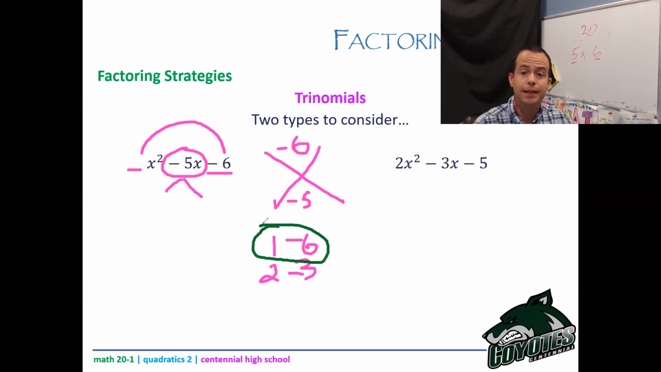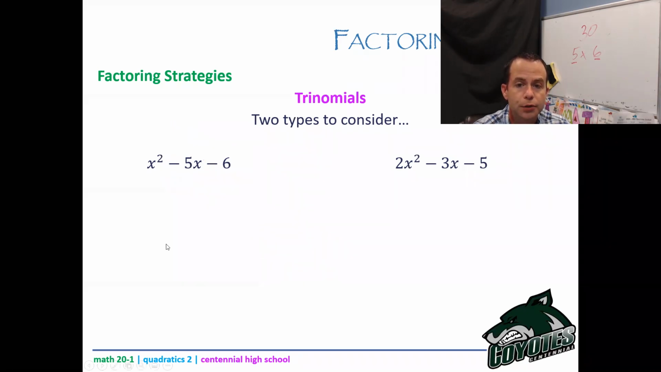1 plus -6 will give me -5, and 1 times -6 will give me -6. So those are my friendly numbers that I'm going to break the -5x down into. That's why this is called decomposition. Okay, so I break the -5x into x and -6x. Now that I have that set up, I'm going to factor the front 2 and factor the back 2.